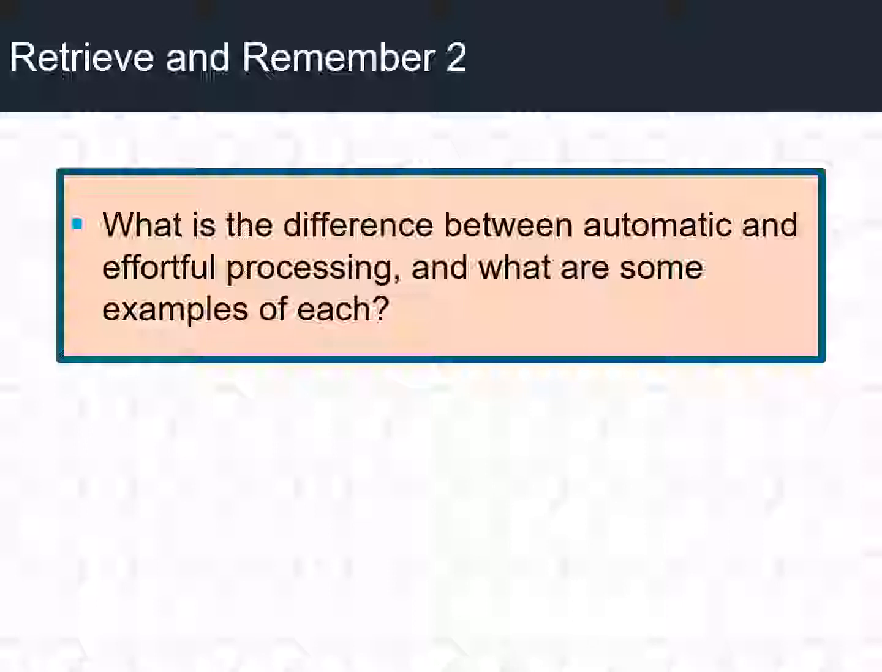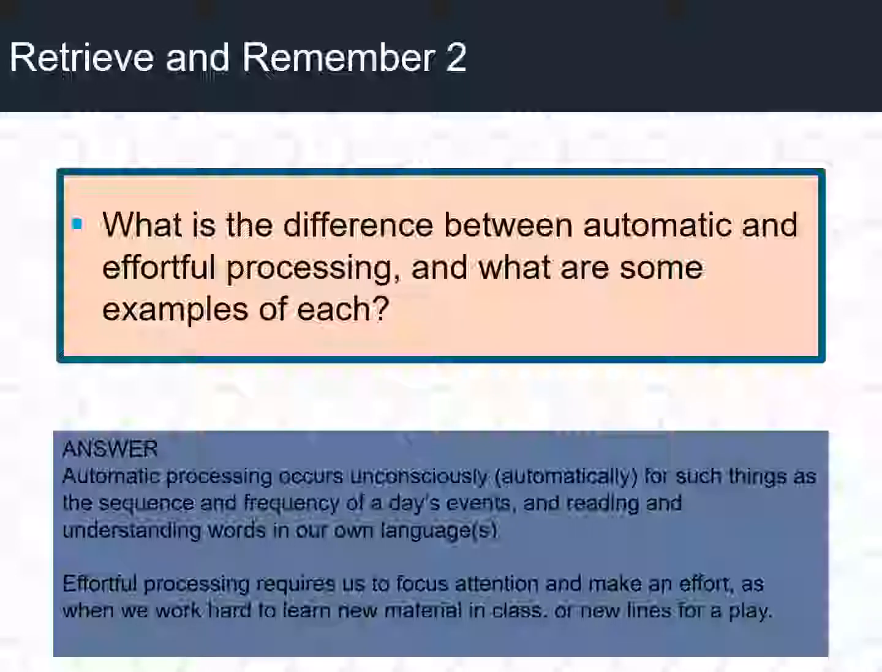So let's quiz ourselves. What's the difference between automatic and effortful processing, and what are some examples of each? So automatic processing occurs unconsciously or automatically for things such as the sequence and frequency of a day's events and reading and understanding words in our own languages. Effortful processing requires us to focus attention and make an effort as we work hard to learn new material in class or new lines for a play.